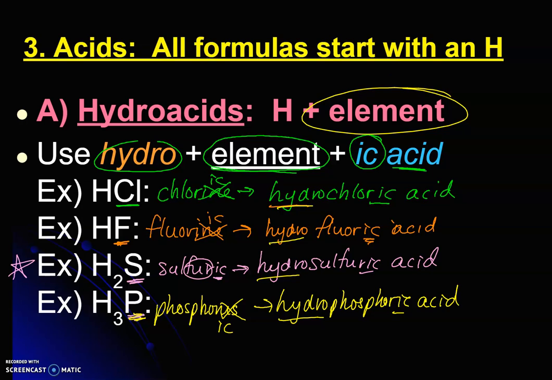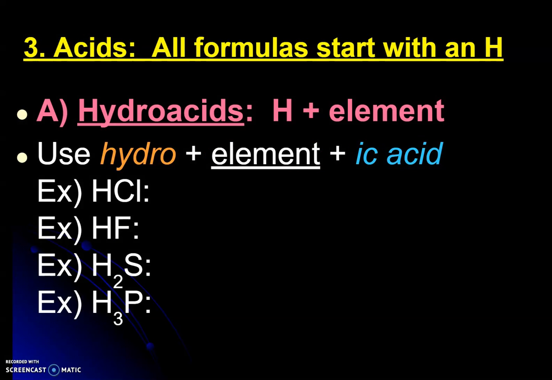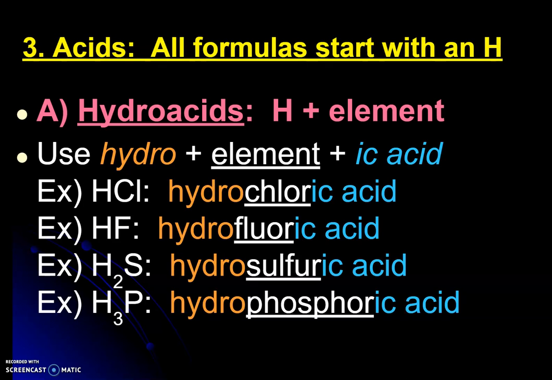And please, please, please remember to add the word acid when you are naming acids. A lot of people miss that half a point or so because they forgot to put that in there. So again, HCl is hydrochloric acid, HF is hydrofluoric acid, H2S hydrosulfuric acid, H3P hydrophosphoric acid.